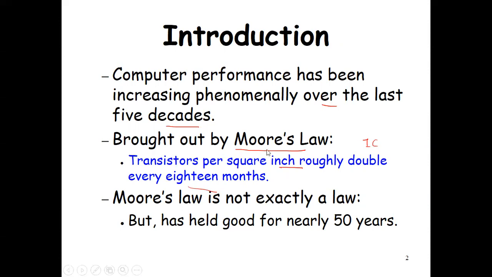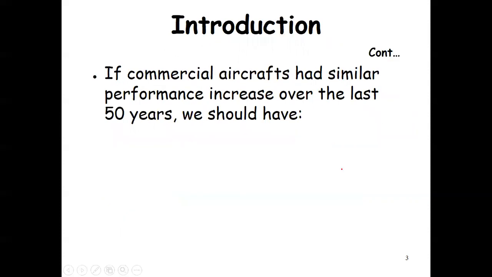Basically, Moore is a scientist who foresaw that the number of transistors used in a chip, in an integrated circuit, will roughly double every 18 months. So it is basically a prediction, and this prediction has been true for the past 50 years.